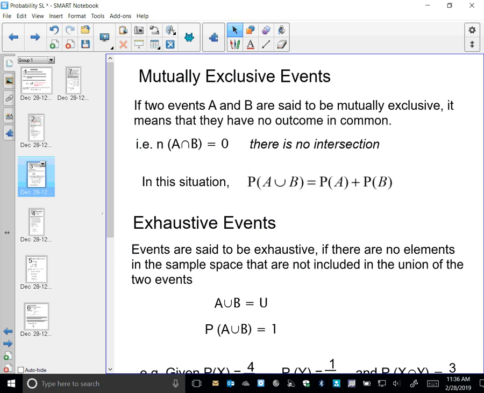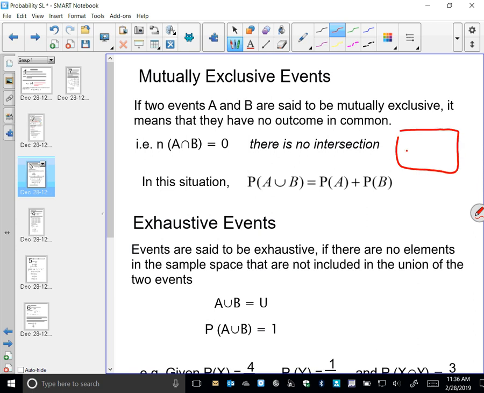Mutually exclusive events. If two events are said to be mutually exclusive, it means that they have no outcome in common. So there's no intersection. Mutually exclusive events are often drawn in sets like that, because there's no intersection. So here our union would simply be the probability of A plus the probability of B. Because there is no intersection, we don't have to subtract.